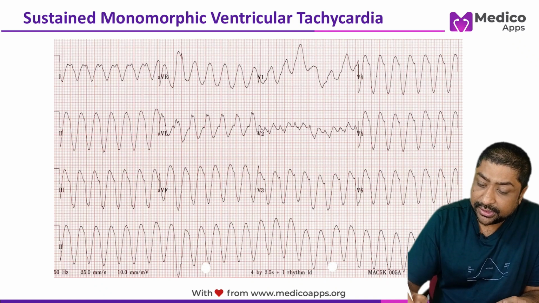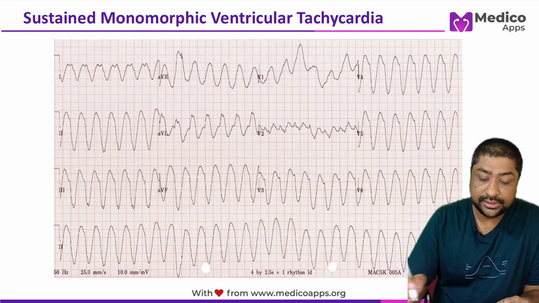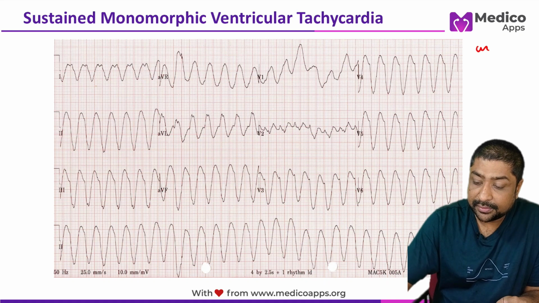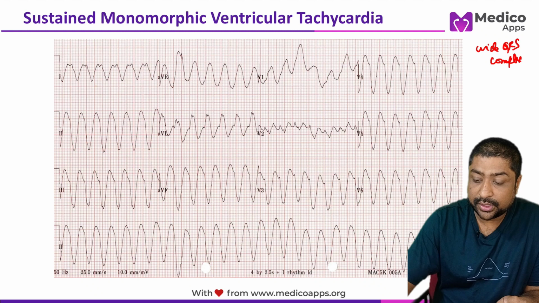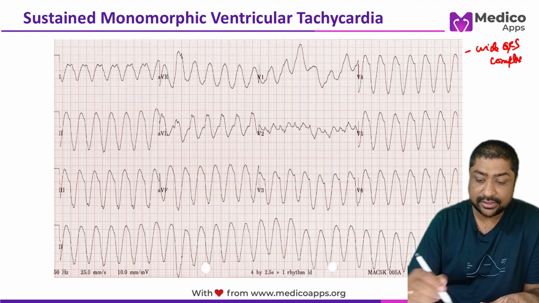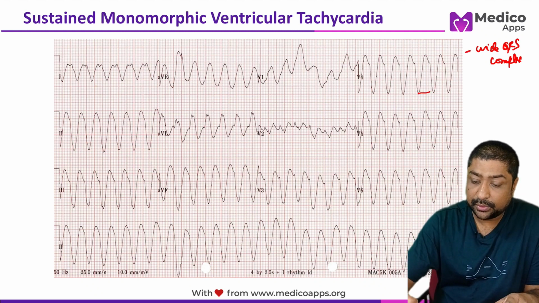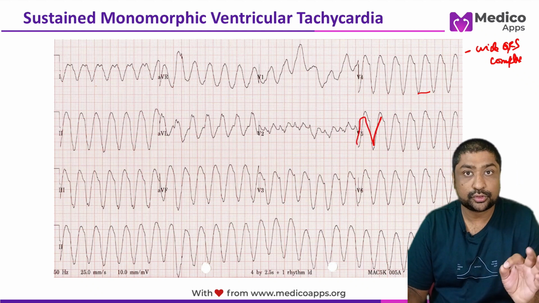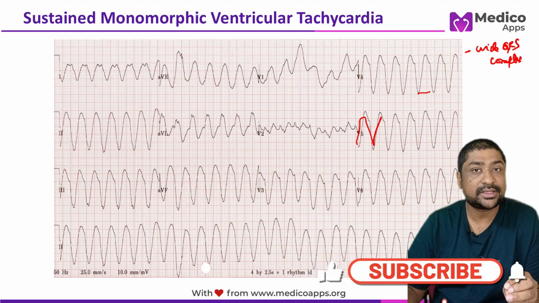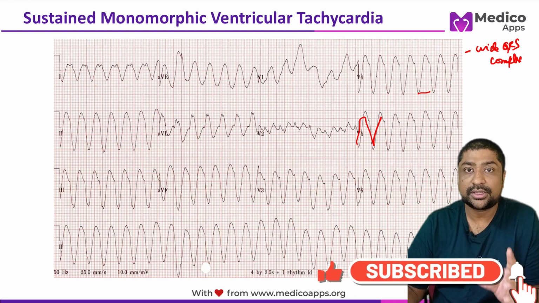So the first thing you can very easily see is the wide QRS complexes. Okay, so the QRS complex is wide. You can see wide QRS complexes. All these are wide QRS complexes. So the morphology of QRS complexes is distorted. It's a wide QRS complex.